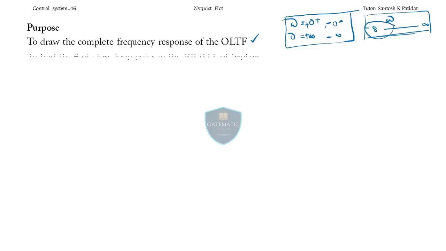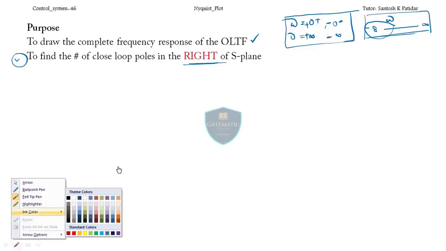Okay. Second point is to find the number of closed loop poles in the right half of the S-plane. Very important point. This is the base point of the Nyquist plot, or I can say the foundation. See, till now what we have done is the system stability. Let me clear some part. Wait a minute.